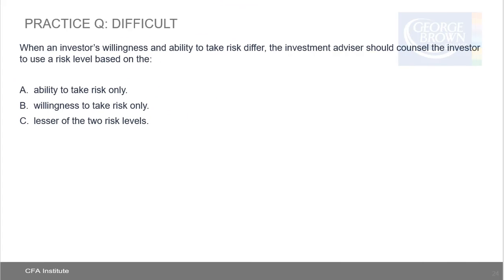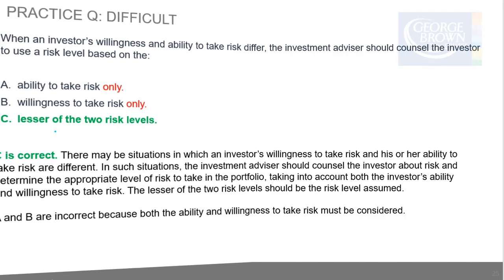So we're just going to do two quick practice questions from the learning ecosystem to help check our understanding on this topic. This one is at the difficult level, and the question is, when an investor's willingness and ability to take risk differ, the investment advisor should counsel the investor to use a risk level based on the A, ability to take risk only, B, willingness to take risk only, or C, the lesser of the two risk levels. Okay, the correct answer is C.